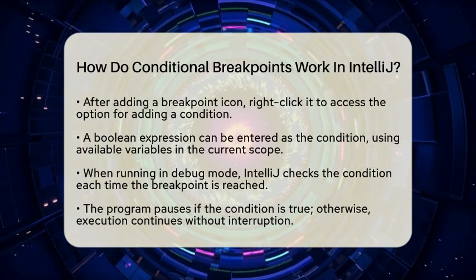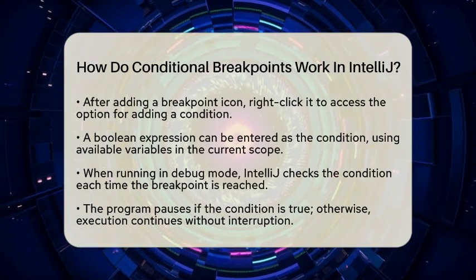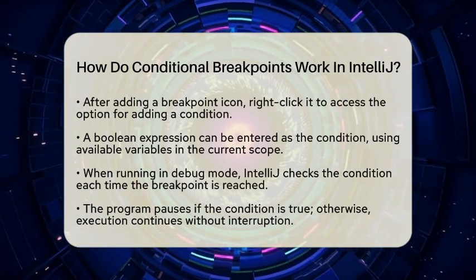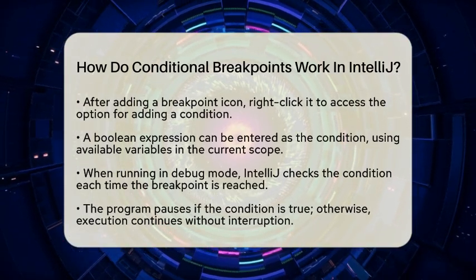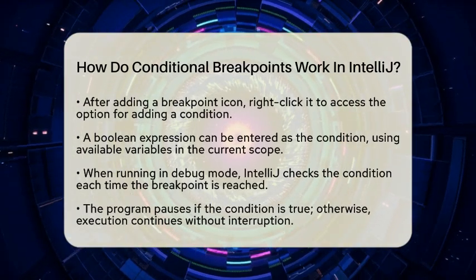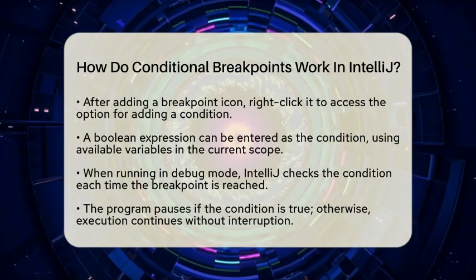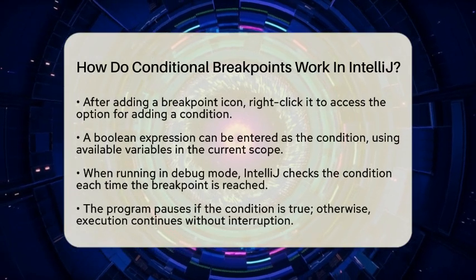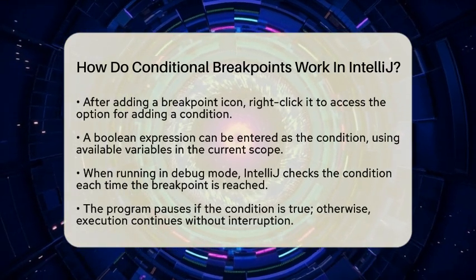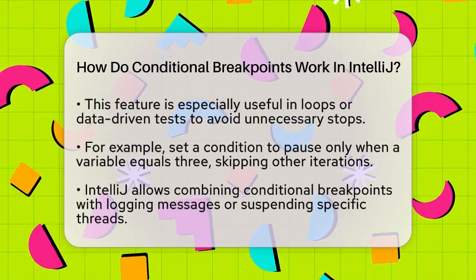When you run your program in debug mode, IntelliJ will check the condition at the breakpoint each time execution reaches that line. If the condition evaluates to true, the program will pause. If it evaluates to false, the breakpoint is ignored, and execution continues without interruption. This selective pausing is especially useful in loops or when dealing with data-driven tests, as it helps avoid unnecessary stops.